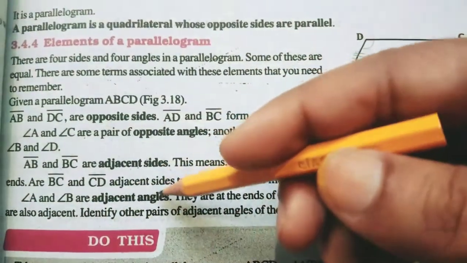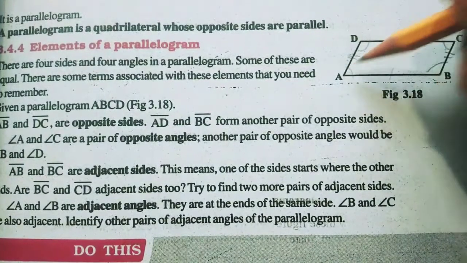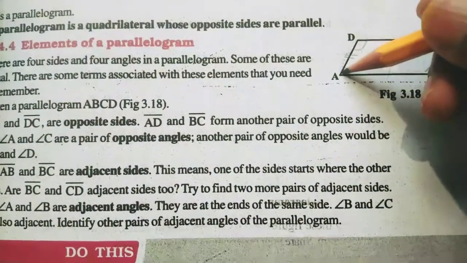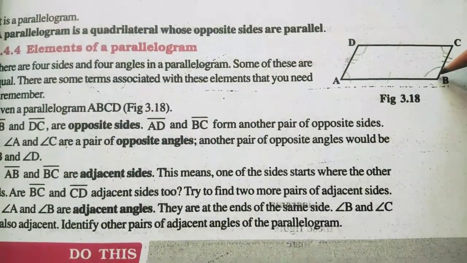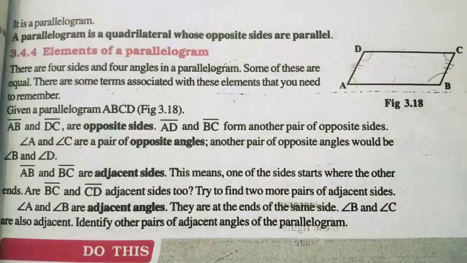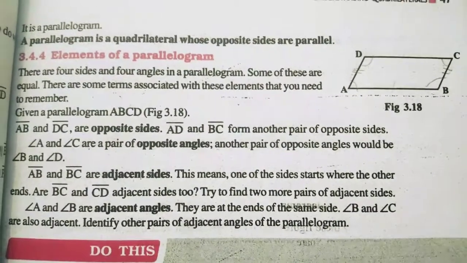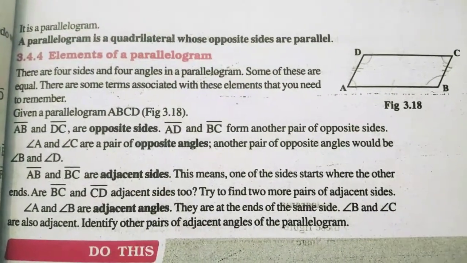Angle A and angle B are the adjacent angles. That means adjacent angles are also there, one after the other, the consecutive angles. Angle A and angle B, angle B and angle C, angle C and angle D, and angle D and angle A. In this way, four pairs of adjacent angles are also there. So these are the elements of a parallelogram.